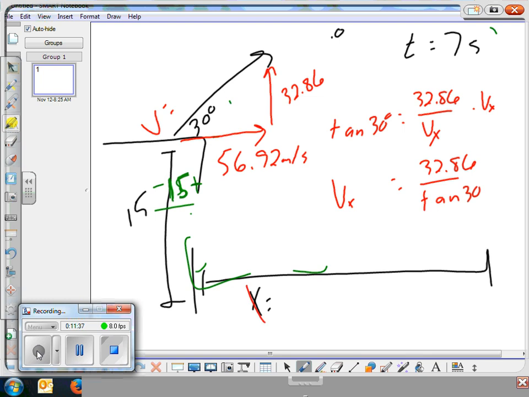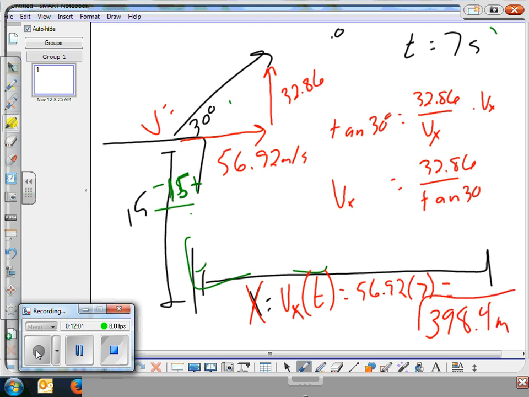My displacement here then is my velocity in the x direction times the time. In this case is 56.92 times 7, and that's equal to 394? 396, something like that. 398.4 meters. And that's how we do that.